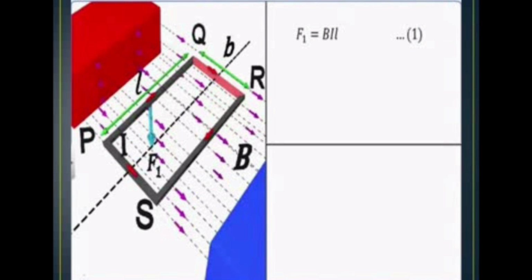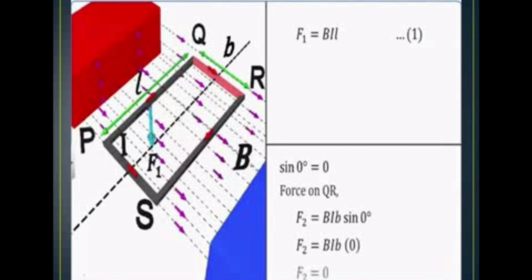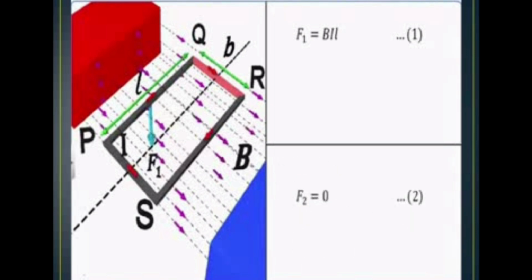Now QR, that is the breadth of the coil, which we are going to take as b. QR is placed in the magnetic field, with current flowing through the conductor from Q to R. The angle between the conductor and the magnetic field is 0, so we put sin theta equal to 0. Sin 0 is 0, so the force F2 becomes 0. There is no force acting on the side QR, because that conductor is parallel to the magnetic field.